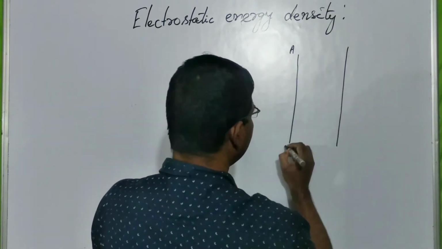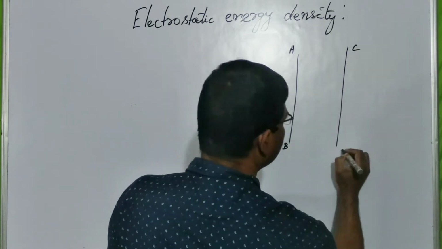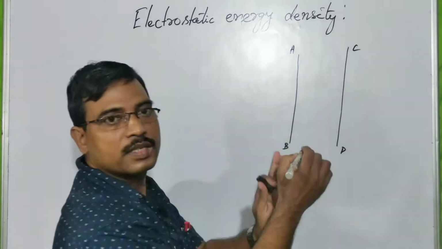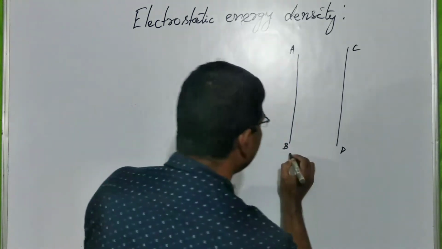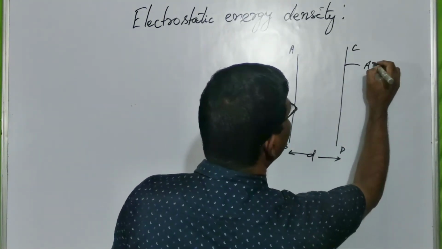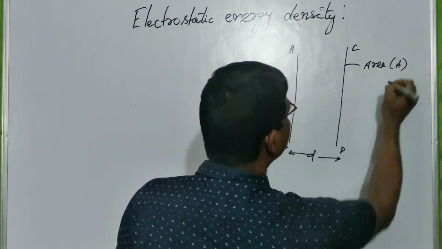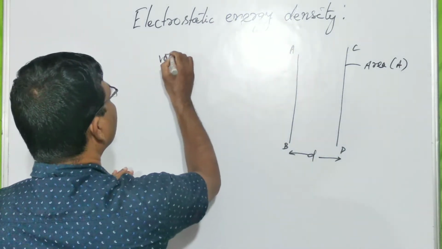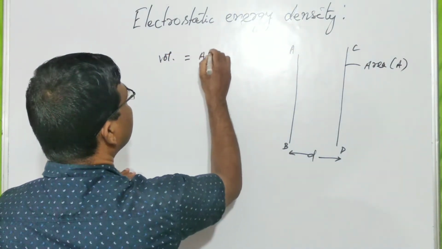Suppose it is A, B, C, D; both are two plates. Distance of separation is D. Area of each plate is A. Understand? So the volume is how much? Volume is A into D.